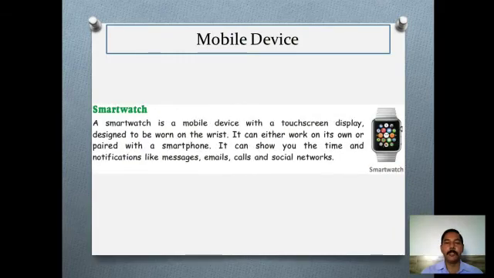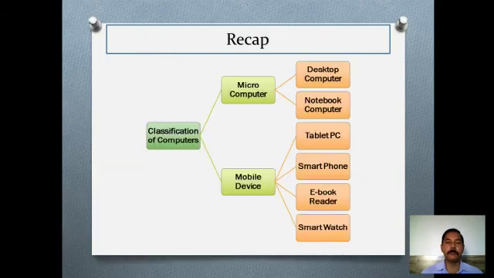Smartwatch. Next is smartwatch. A smartwatch is a mobile device with a touchscreen display designed to be worn on the wrist. It can either work on its own or paired with a smartphone. It can show you the time and notifications like messages, emails, calls, and social networks. This is not only used for checking the time, but if it is connected with your mobile, it will give you the notifications also. If some call is coming or some message is coming or email is coming.